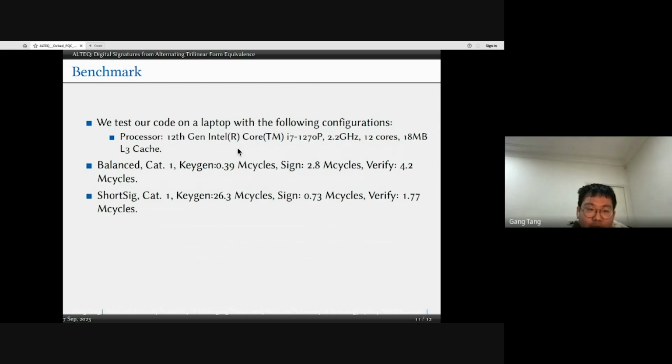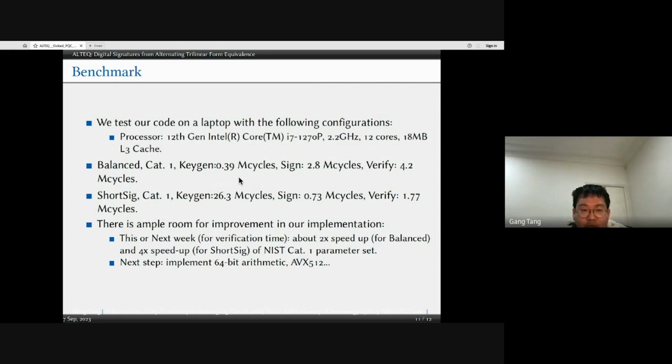Okay, so here is the timing for our scheme. We tested our code on a laptop of 2.2 gigahertz with 12 cores. We have the balanced mode for category 1. The keygen timing is 0.39 megacycles. Of course, for the short signature mode, the keygen timing increases to 26.3 megacycles. But in the short signature mode, we have decreased sign and verify time.